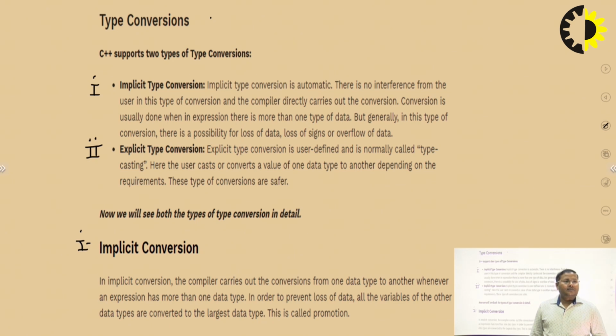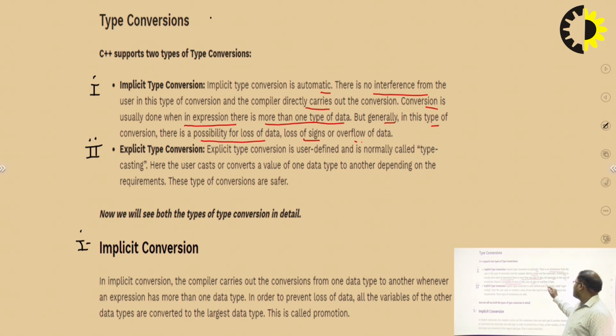Implicit type conversion. Implicit type conversion is automatic. There is no interference from the user in this type of conversion, and the compiler directly carries out the conversion. Conversion is usually done when an expression has more than one type of data. But generally, in this type of conversion, there is a possibility of loss of data, loss of signs, or overflow of data. These are some problems.